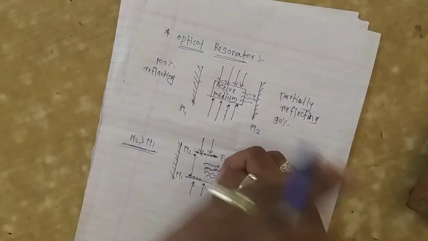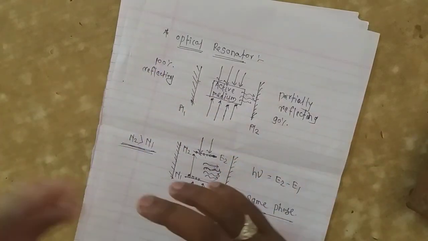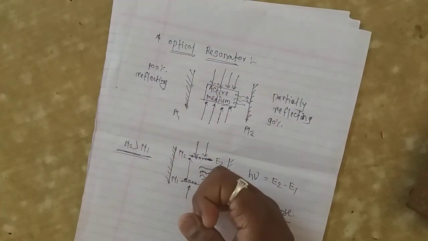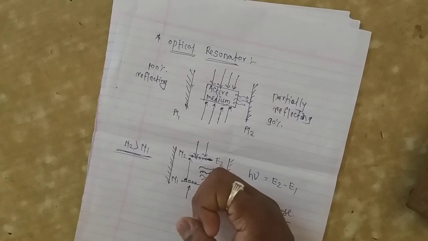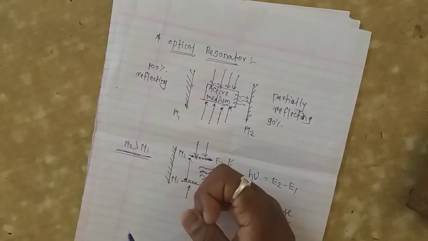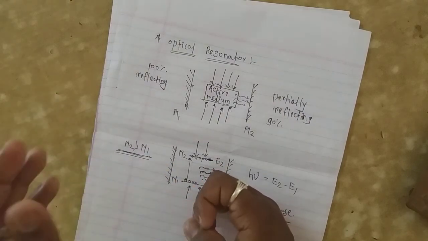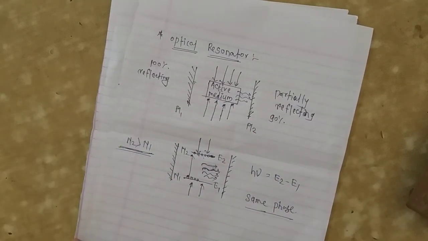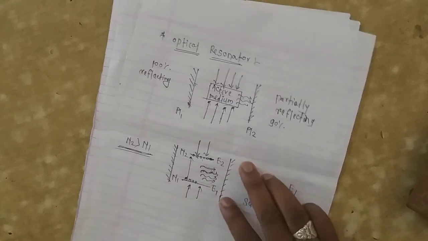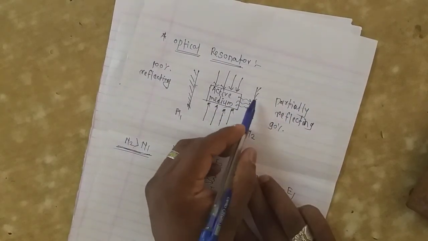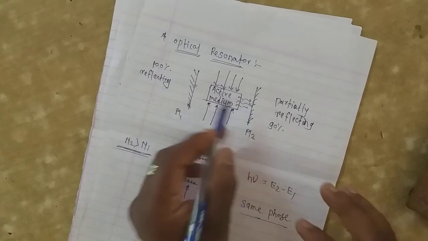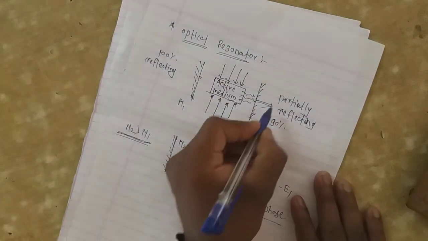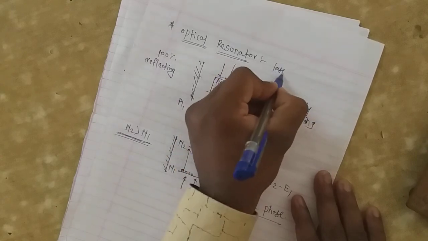Because of the multiple reflection of the photons, we amplify the light. In the previous video we discussed the amplification of light. But at the partially reflecting plate, some part, about 10% of the light, will be transmitted. And this is the laser output.